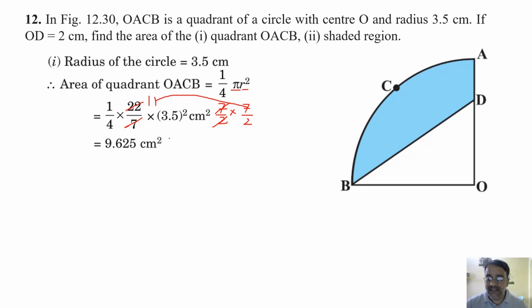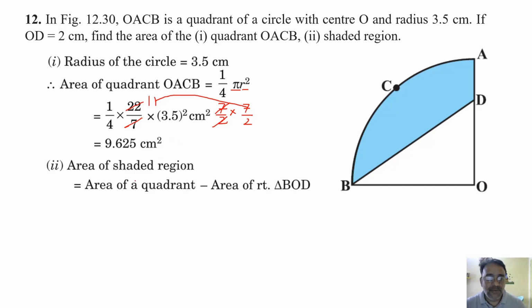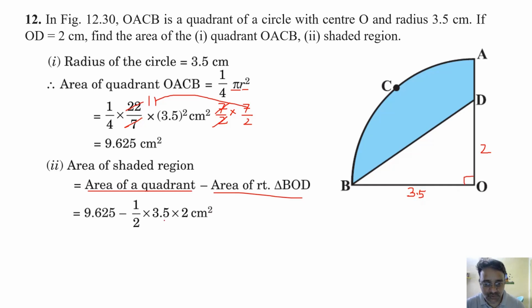Now area of shaded region will be equal to area of quadrant minus area of triangle OBD. Right? So 9.625 we already got, and what is the area of this triangle? OD is given 2, and this is the radius, that is 3.5. So half into base into height. So we'll get half into 3.5 into 2. One 2 we can cancel, and 9.625 minus 3.5. So we'll get 6.125. This is the final answer.